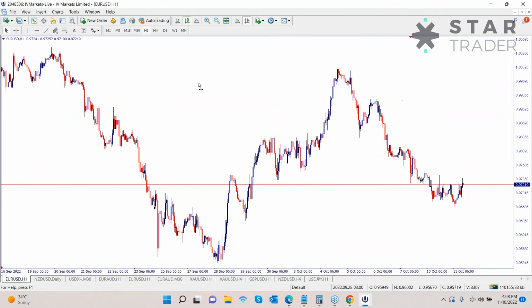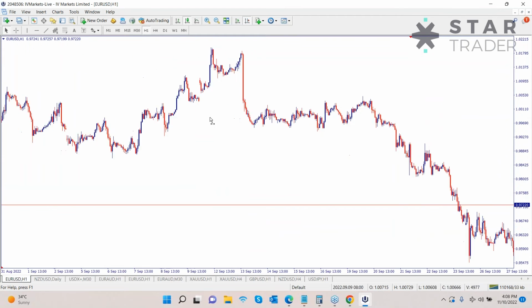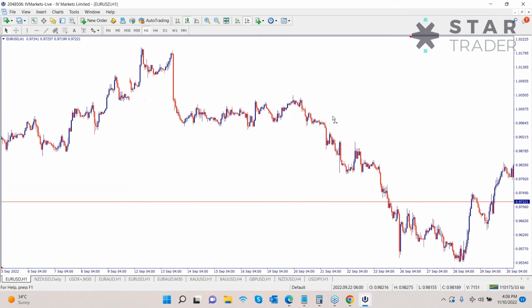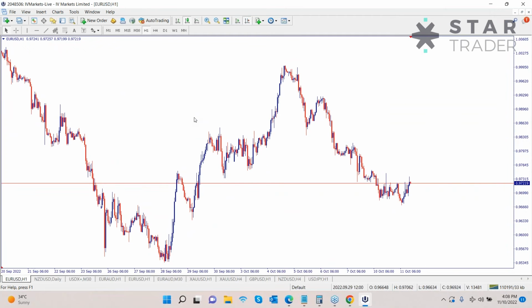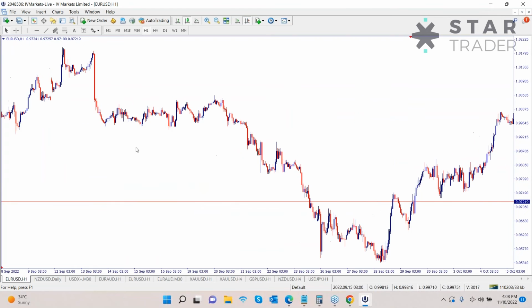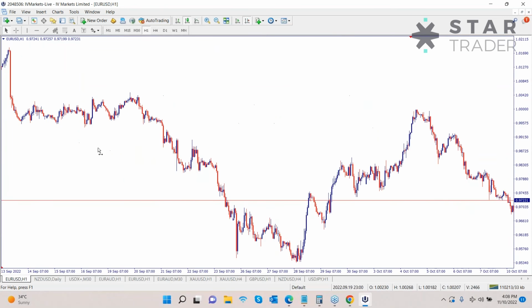So this is the market, and as you can see, we have this naked chart. We call it a naked chart because there is nothing on it. We are not applying any indicator. We are not applying any tools until now. So this is the naked chart. This is how it looks. This is your USD chart.